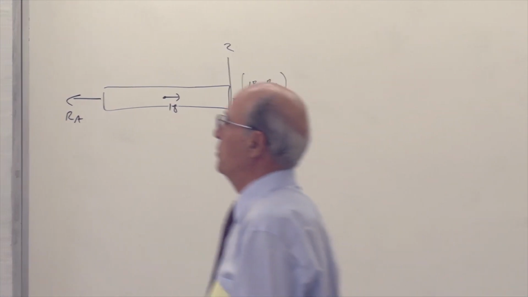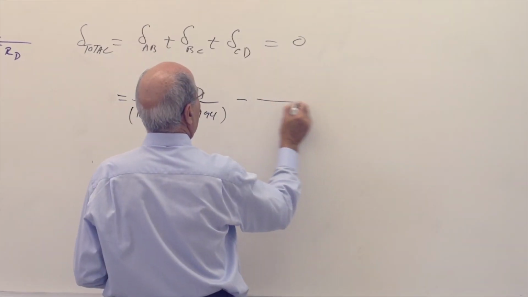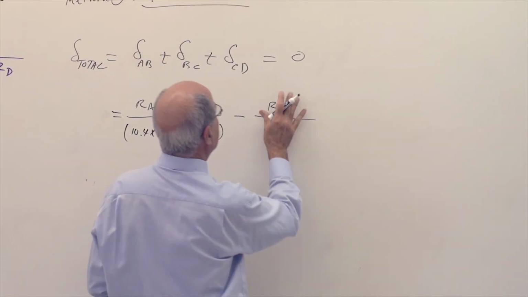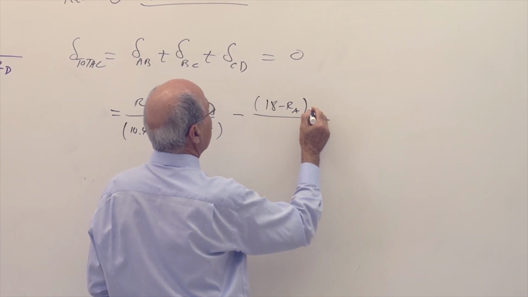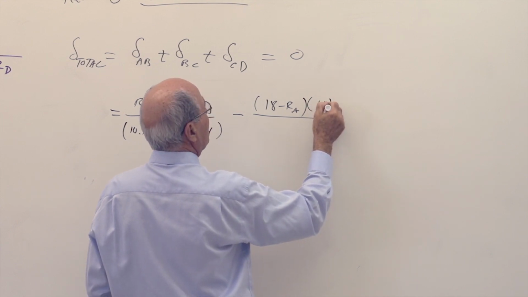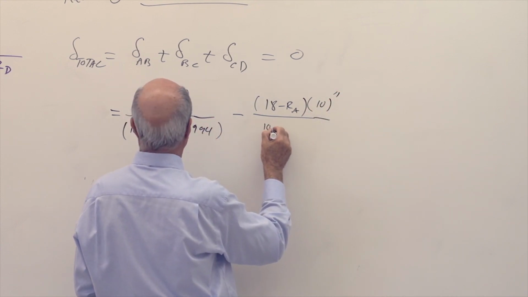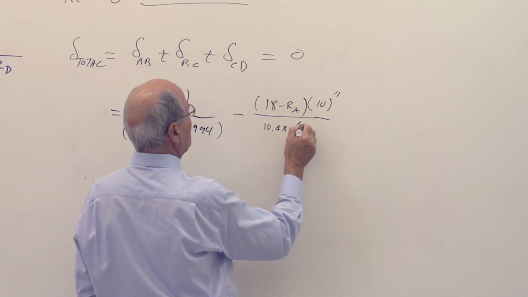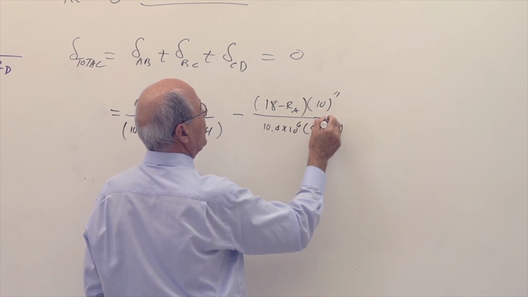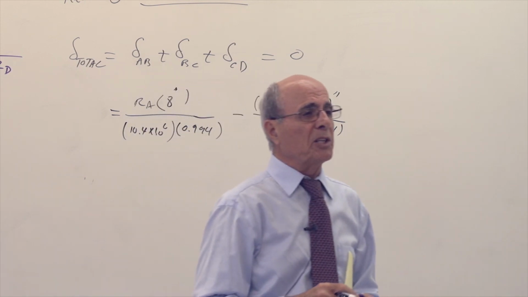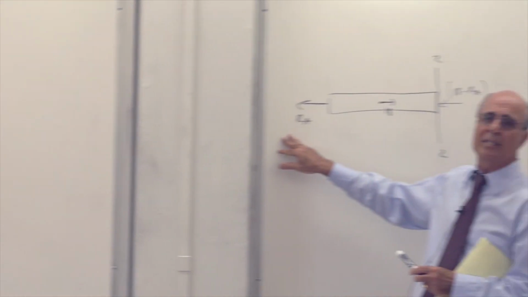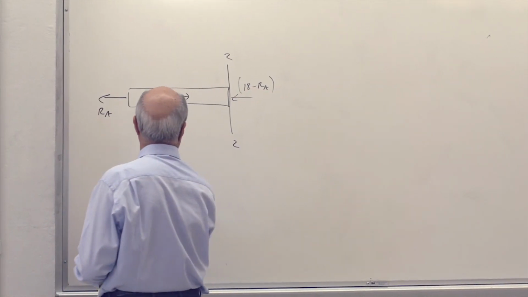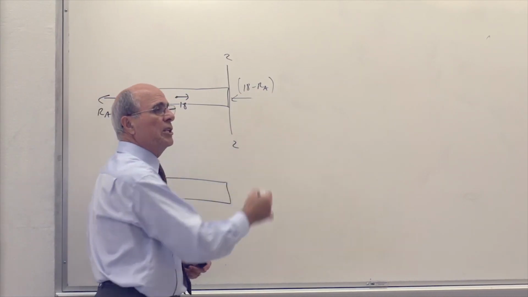So I have to write here minus 18 minus RA, because that's the force, times the length, which is 10 inches, divided by the same number, 10.4 times 10 to the power of 6, times 0.994, because that's the same thing. But this is one option. The other option is RA to be, for example, 30. Is that correct or not? If RA is 30, then what should I put here? See, I put the other option here. So I put both of them. I'm putting this in compression mode.